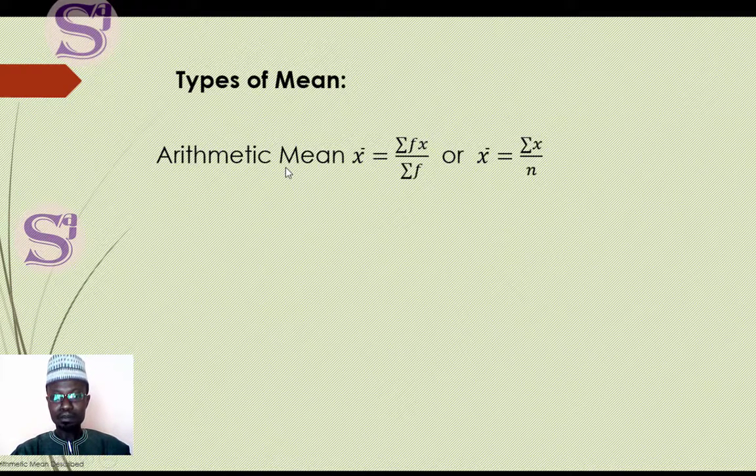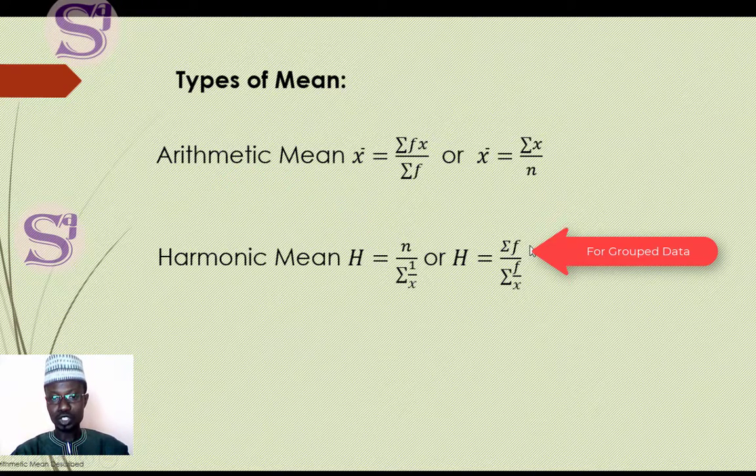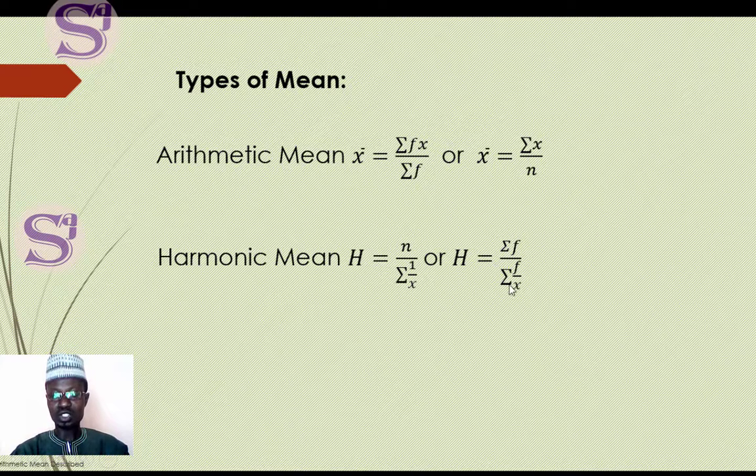The arithmetic mean is widely used more than other means, like the harmonic mean. We have also the harmonic mean, which is computed using this formula and denoted by h. That is the number of observations divided by the summation of the reciprocal of the observations when it is ungrouped. But when it is grouped, then you use the summation of the frequency divided by the summation of the reciprocal of the observations, that is frequency divided by the observations.